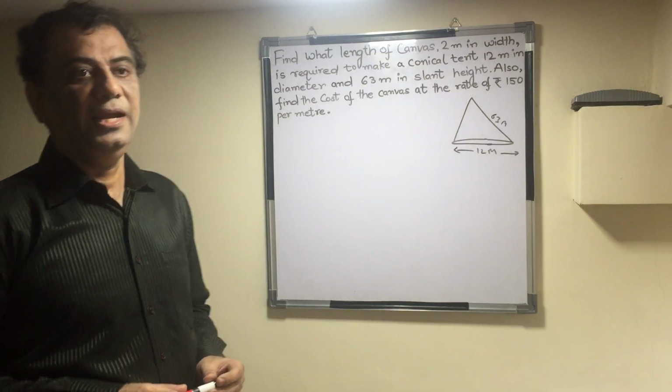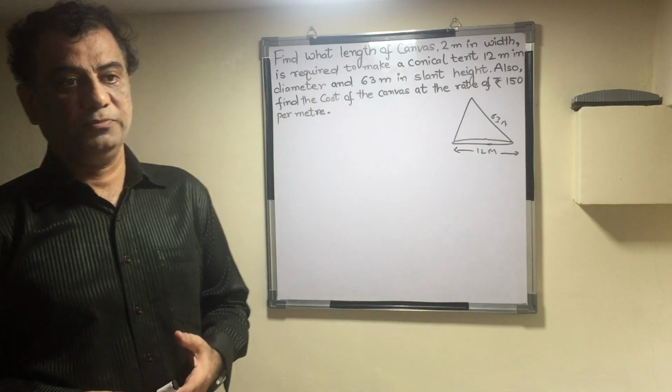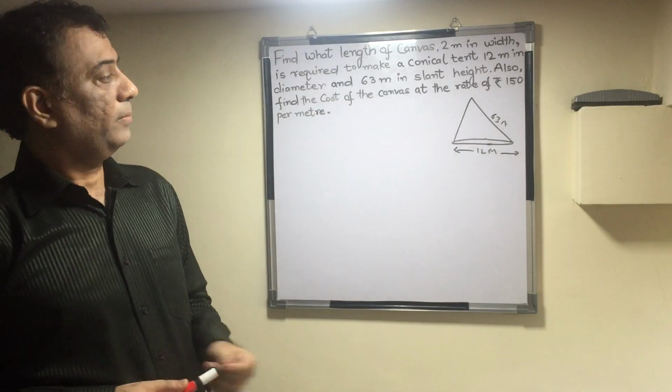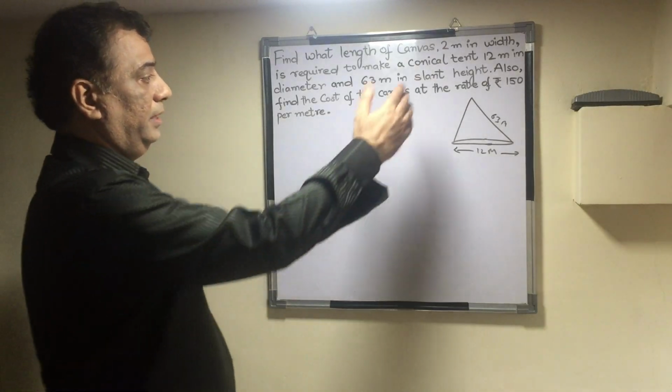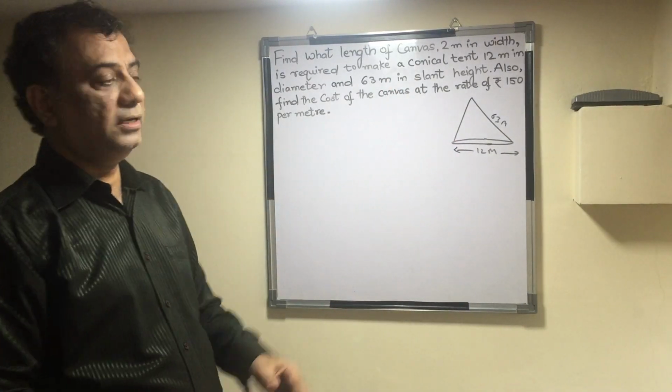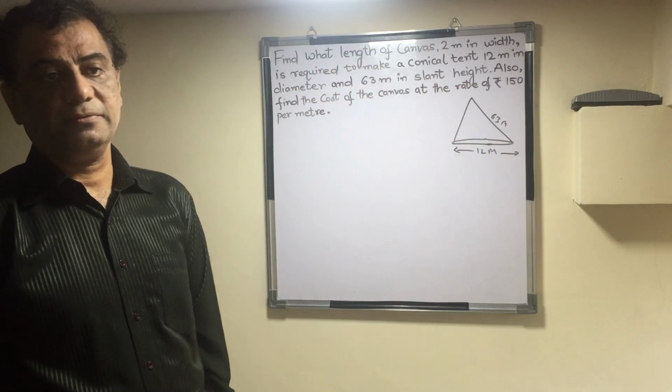Hello student. In this lecture, I will teach you another problem of surface area and volume. In this problem, a conical shaped tent is given. This conical tent is to be covered with a canvas whose slant height is given and diameter is given.